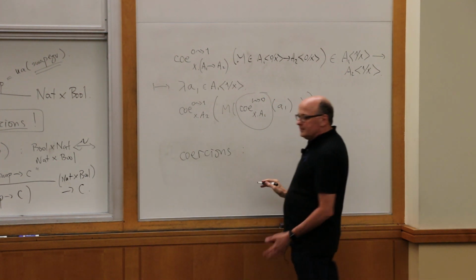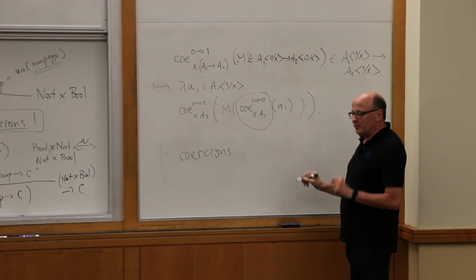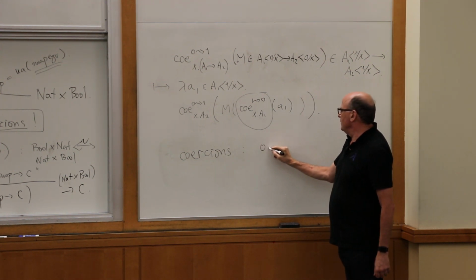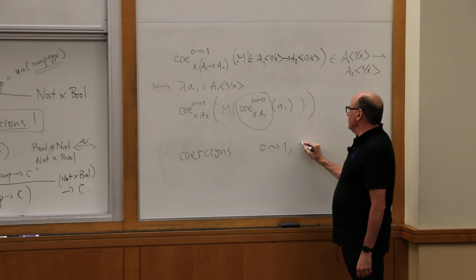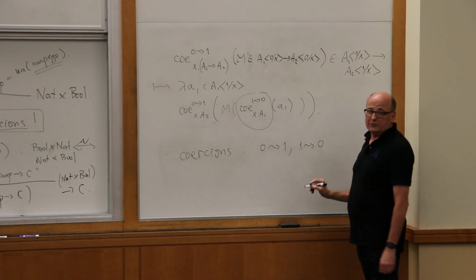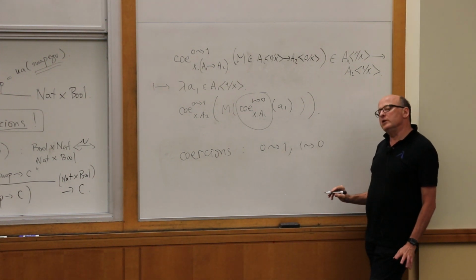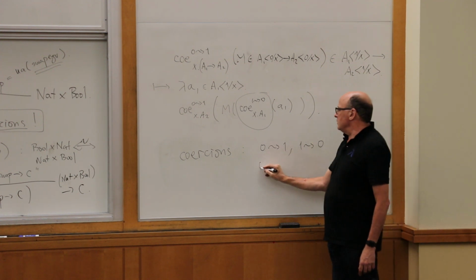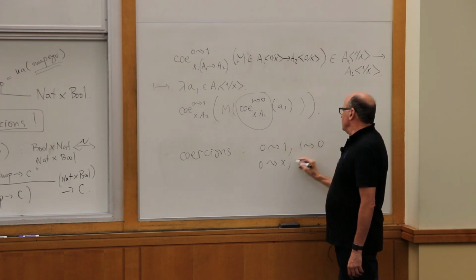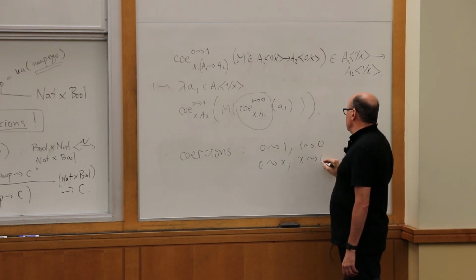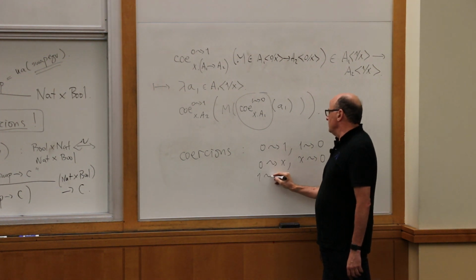Well, then this becomes the part that I was hoping to explain to you, but I won't have time. We have coercions from 0 to 1. We have coercions from 1 to 0. They have to be reversible. Then comes a weird thing, which is what is called coercion from 0 to x, and also conversion from x to 0. I'll explain what I mean by that in a minute.